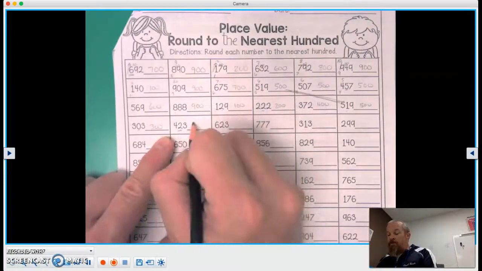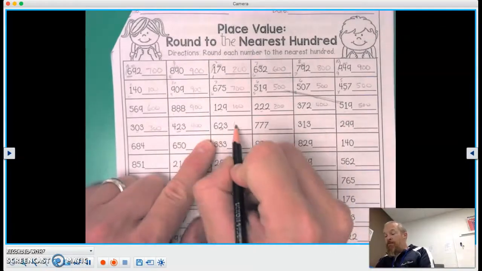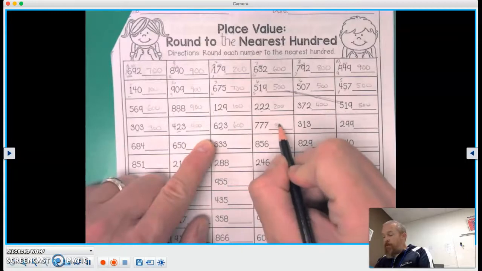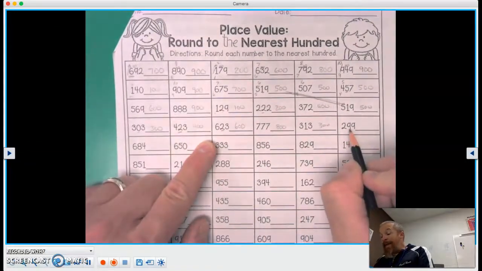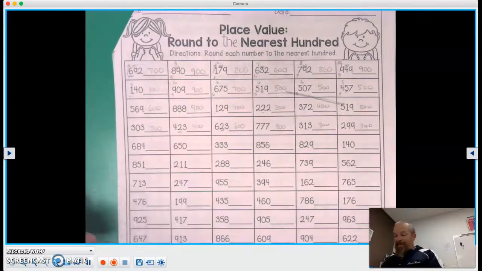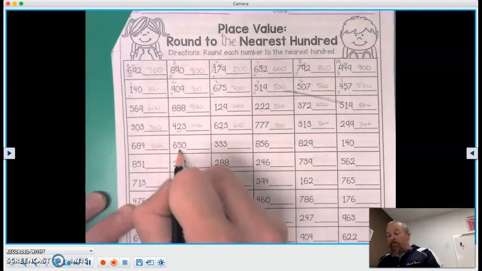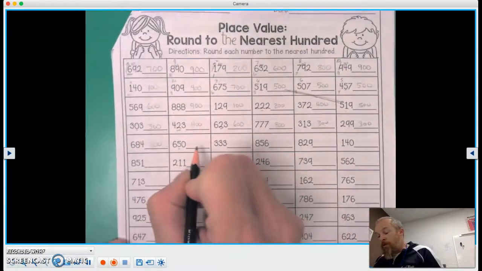420, the 2 says drop it down. 2 says drop it down. 7, raise it up to 800. 300. Oh, it's only 1 away to 300. 700. Smack dab in the middle, 650. Really, oh, which way does it go? It's the same amount either way. But if it's a 5, we say raise the score. So we're going to go to 700.